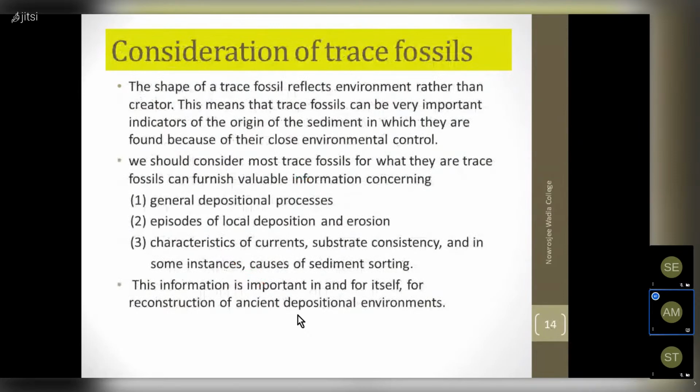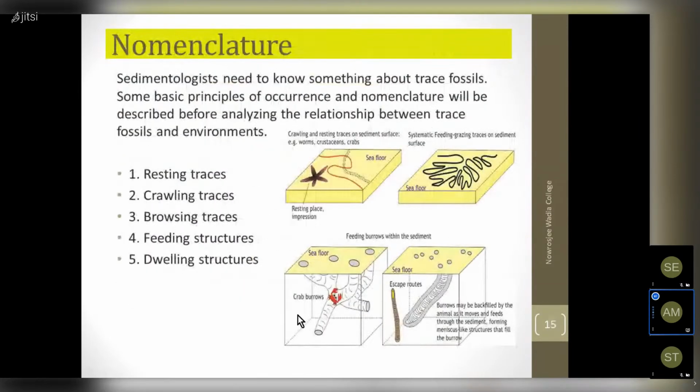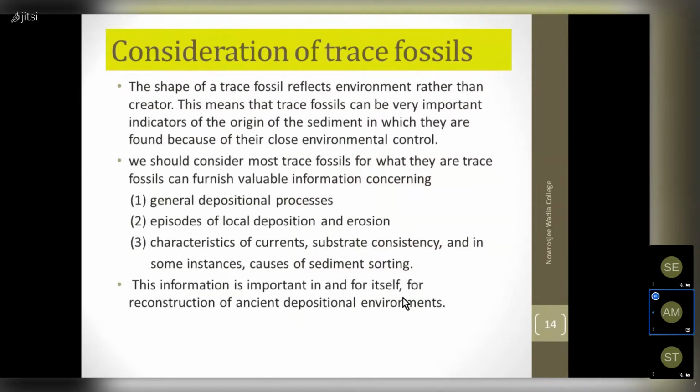Here, as you can see, numbers 1, 2, and 3 are happening on the sediments at the upper section of this figure, while 4 and 5 are happening within the sediments at the lower section of the figure. But before explaining this, we need to know why we should consider trace fossils, why it is important for us to know.